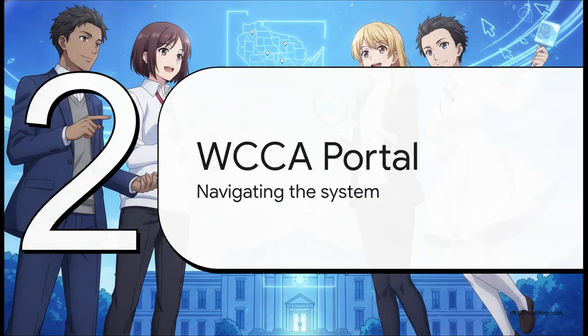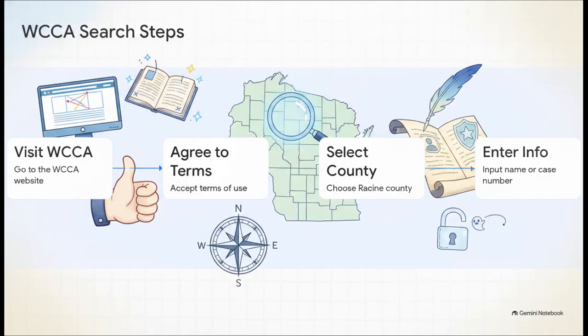Moving right along to Section 2, Navigating the WCCA portal. Now that we know what CCAP is, let's get you searching. It's actually super straightforward. First, you just head over to the WCCA app website. The very first thing you're going to see, and you absolutely have to do this, is agree to the terms of use. It's mandatory, mostly just to clarify what the database can and cannot do.